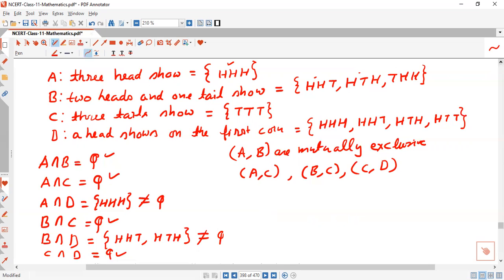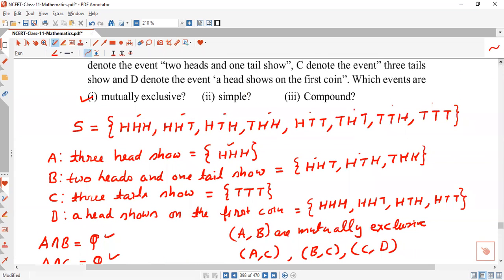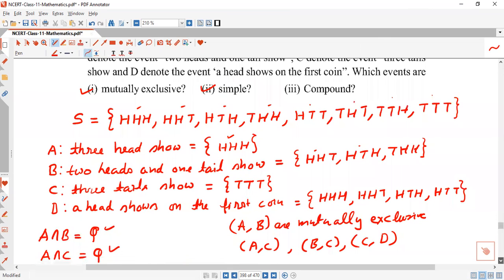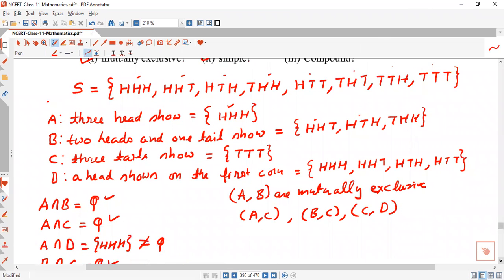Now, in the question, we want to find out which events are simple. Simple events means they have only a single element. You see, we have 4 events A, B, C, D. So in event A, we have a single element only. So event A is a simple event.